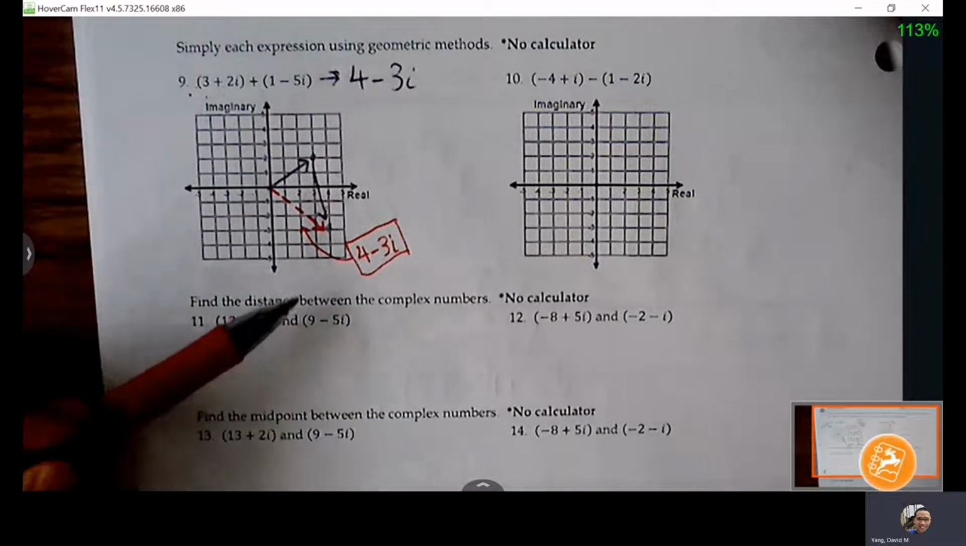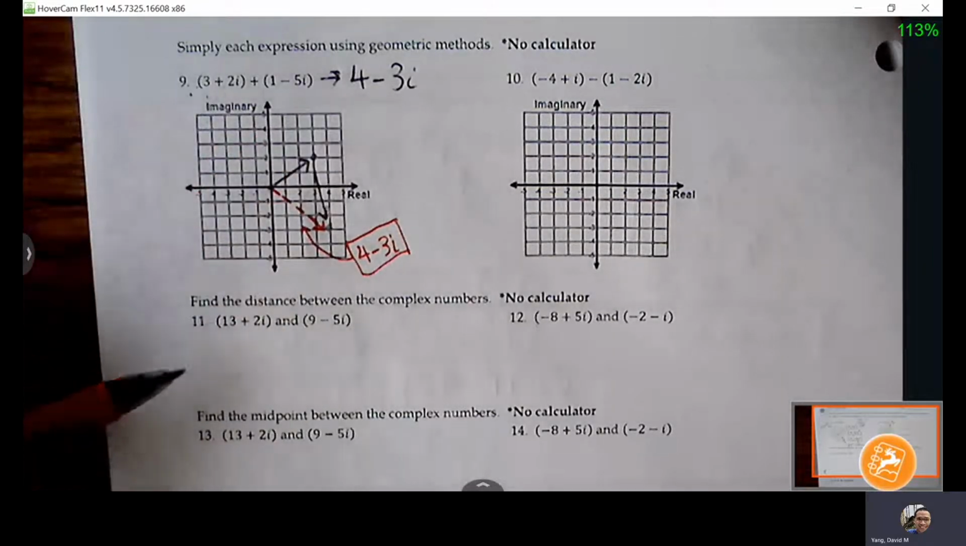Oh, we have to vote, right? Yep, that's it. Yeah, algebraically, and then just graph it.